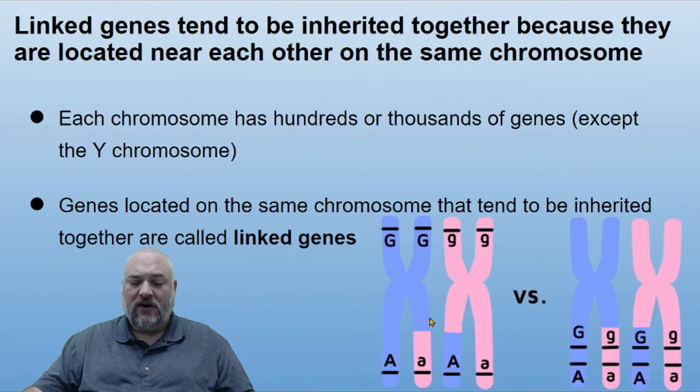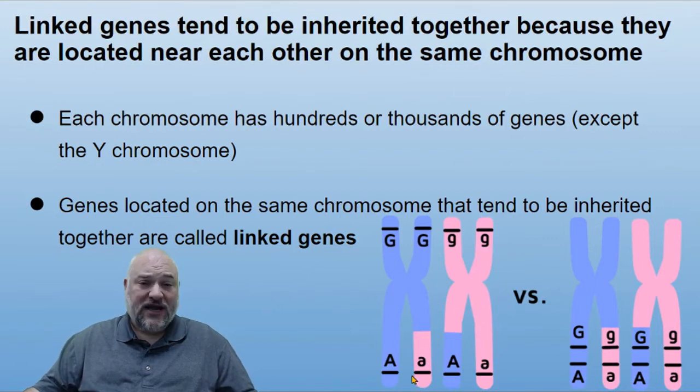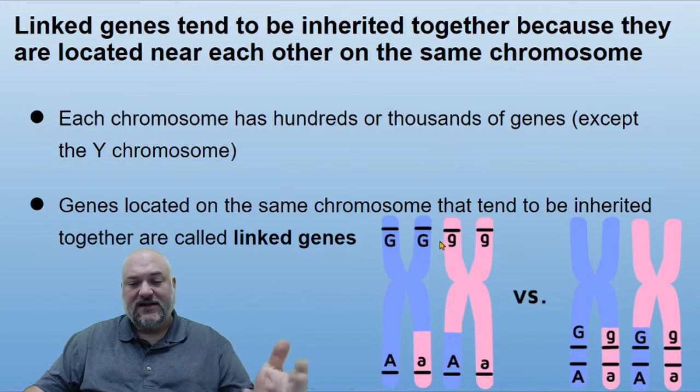Whereas over here, they're so far apart on the chromosome, and since chromosomes on average have 1 to 3 crossover events per chromosome per meiosis, these ones would generally not be linked. Could they be? Yes. But statistically, the chances of them being linked and inheriting together would be pretty small. Whereas over here, it's pretty big.